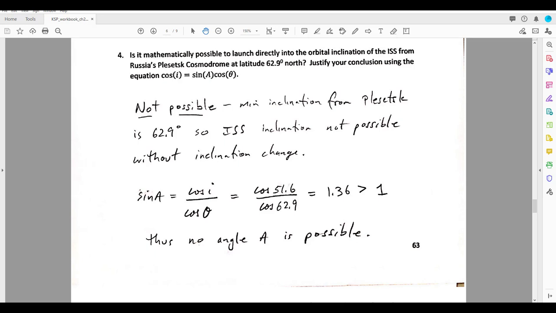Again, we can see that mathematically by trying to solve for the angle at launch that would produce the required inclination based on the 62.9 degrees latitude and the required inclination of 51.6. That fraction produces a result of about 1.36, which is bigger than 1. So there's no solution when sine of A is equal to some value bigger than 1. So no launch azimuth is even mathematically possible there.